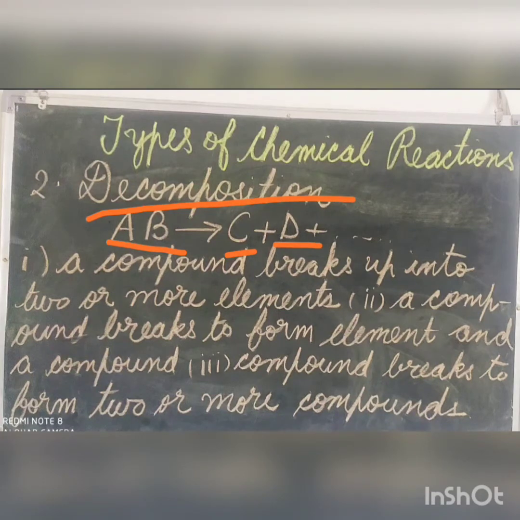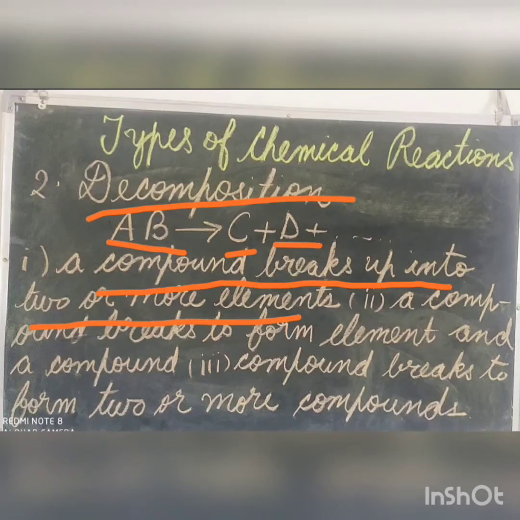In a decomposition reaction, again we have three types of reaction. First, in which a compound breaks up into two or more elements. That means the products formed are elements. For example, the compound mercuric oxide when heated decomposes to form two elements, mercury and oxygen. 2HgO on heating gives 2Hg plus O2.